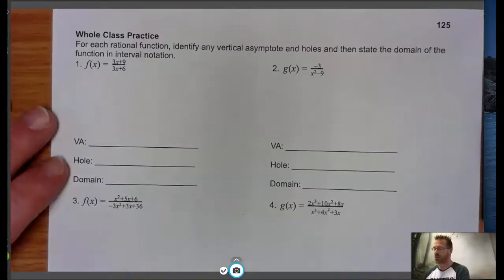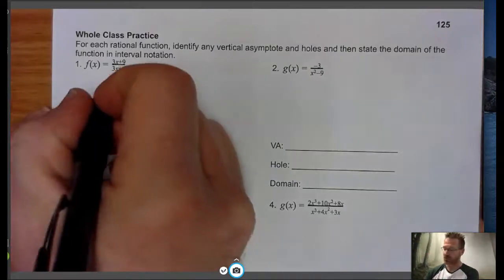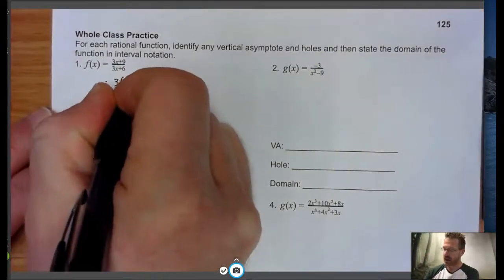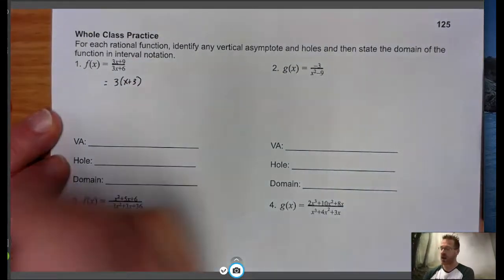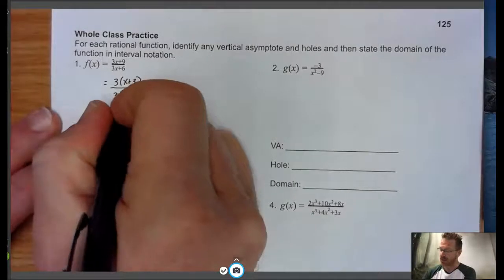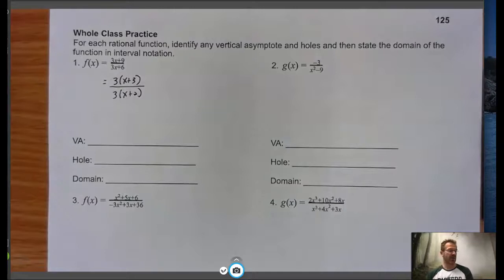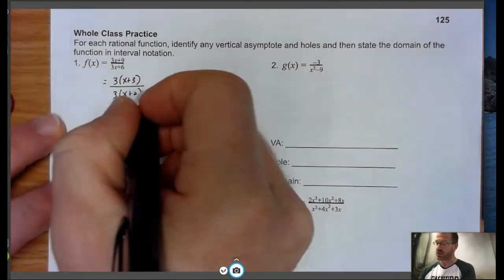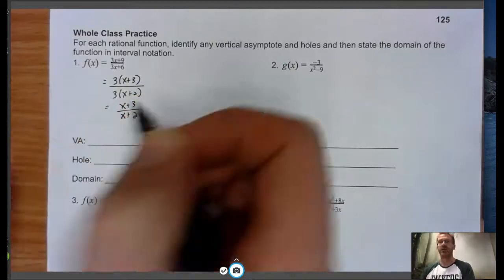When we think about number 1 here, notice we need to factor completely. And like we talked about before, we always want to look for that GCF if possible, and notice we have one here. So I have 3 times (x + 3) like that. And then in my denominator, I can also factor out a 3, and I get (x + 2) like so. Now there's nothing else to factor. And notice the only common factor is 3 divided by 3, which is 1, which means my simplified result is (x + 3) over (x + 2).